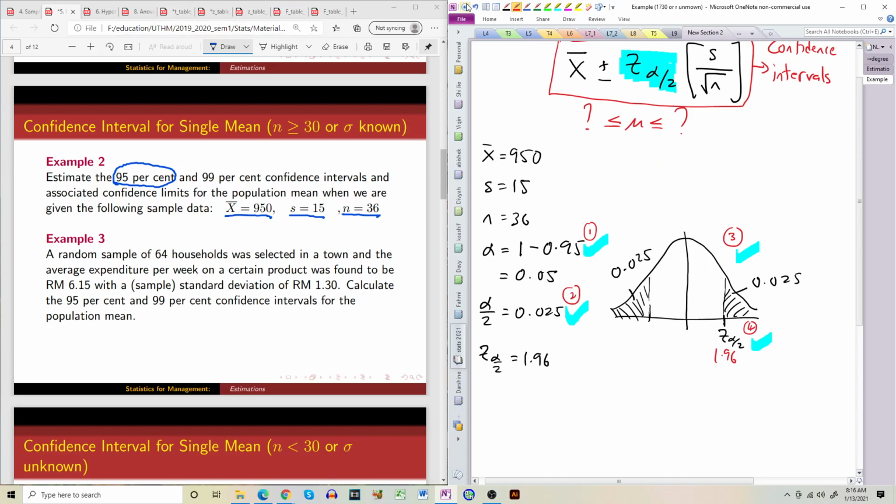We are going to replace inside the formula. X bar is what? 9 plus minus Z alpha over 2 is 1.96. My S is 15 over root of 36.